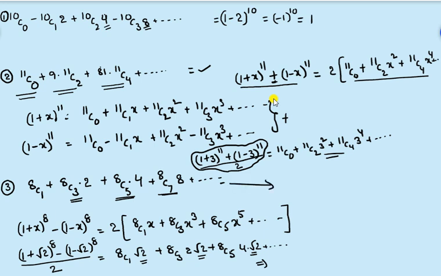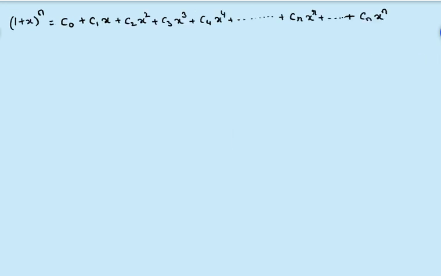That means this particular term answer you will get is (1 plus root 2) whole to the power of 8 minus (1 minus root 2) whole to the power of 8, divided by 2 into root 2. That is the answer for this particular question.